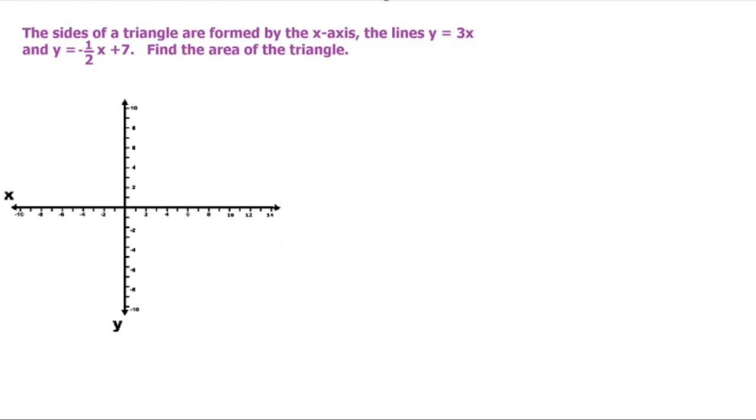In this video, I'm going to show you how to solve a system of equations that involves some geometry. So if we have a problem like this that says the sides of a triangle are formed by the x-axis, this is the x-axis, the lines y equals 3x and y equals negative 1/2 x plus 7, find the area of the triangle. So this might sound impossible, but we're going to break it down and it'll be very simple and clear. Okay, so first, let's draw the two lines.